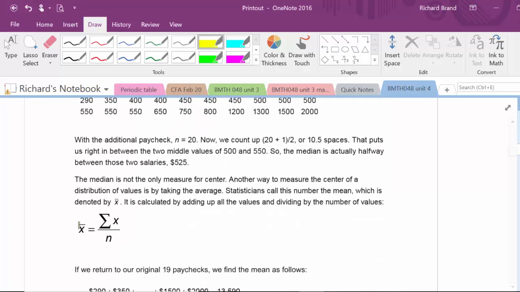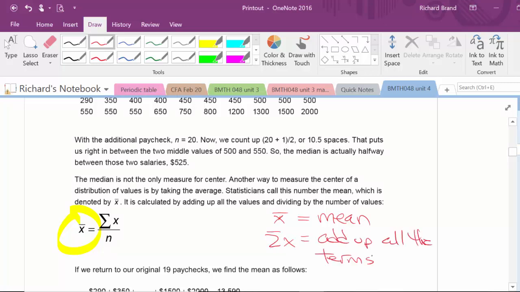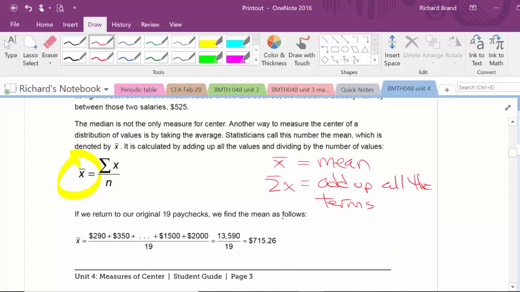Now, in this formula, X bar means the mean. That symbol, an X with a bar over top of it, is the mean of our distribution of values. The summation sign, summation X, means add up all the terms. And N is the number of terms. So this is how you find the mean of a distribution.